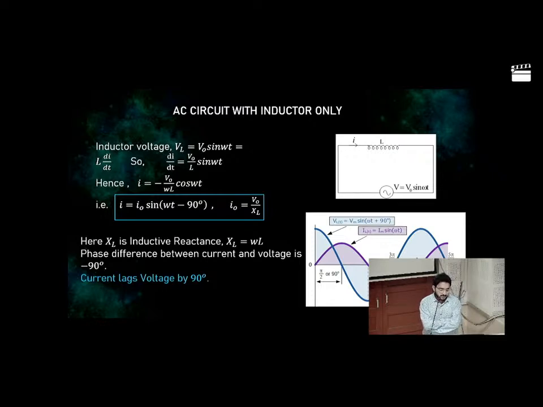Here also you can see that XL is the inductive reactance, similar to the capacitive reactance. However, in this case, XL is given by the formula XL equal to omega L, or 2 pi fL. Now the phase difference between current and voltage in this case is minus 90 degree, or the voltage leads the current by 90 degree.